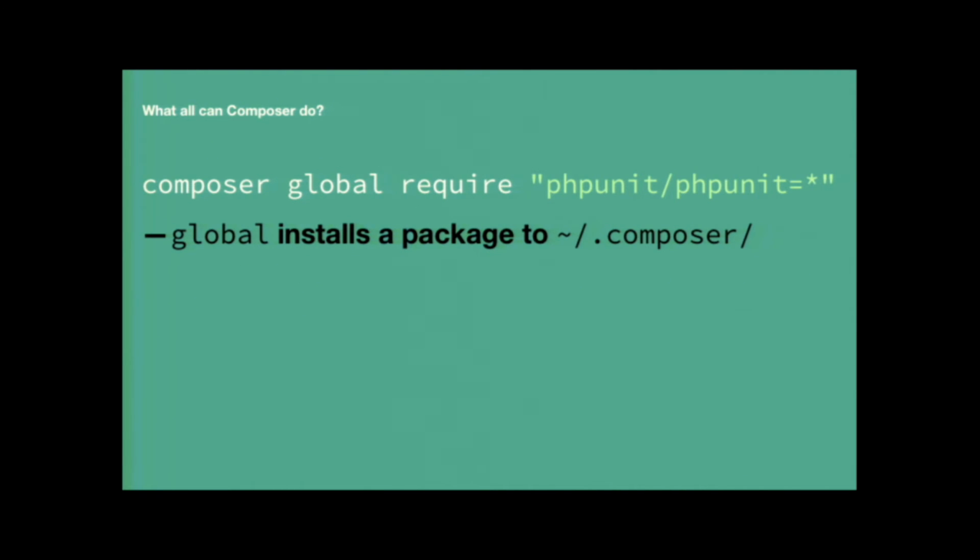Composer can even install a package globally. PHPUnit, for instance, is a package that you may want to install globally rather than having it reinstalled for every single project. You pretty much do composer global require package, and it'll install it to your local home .composer directory.